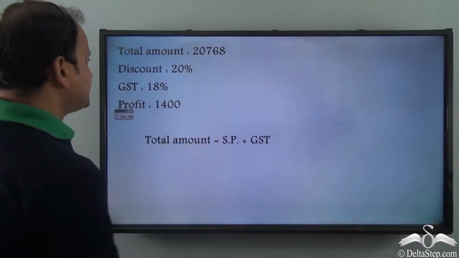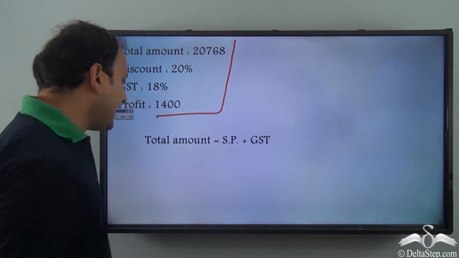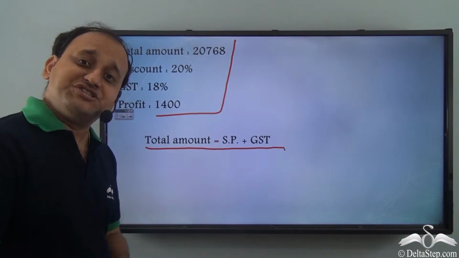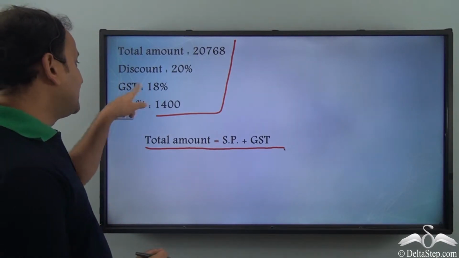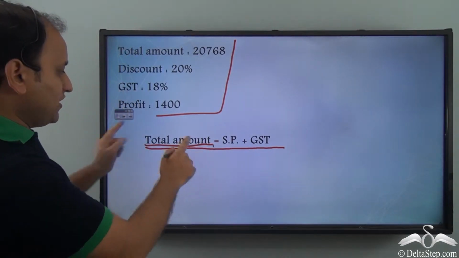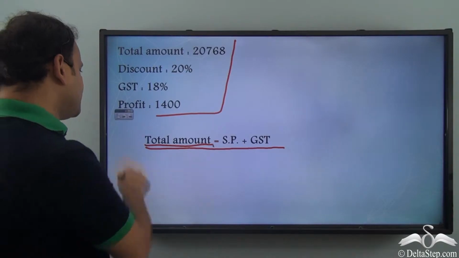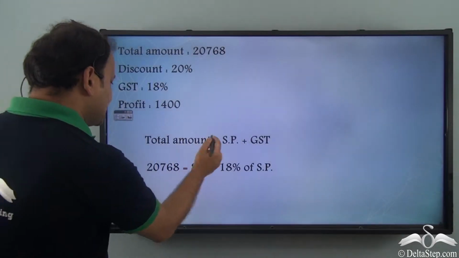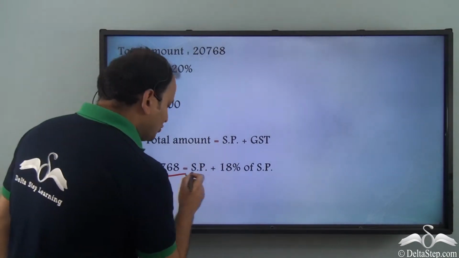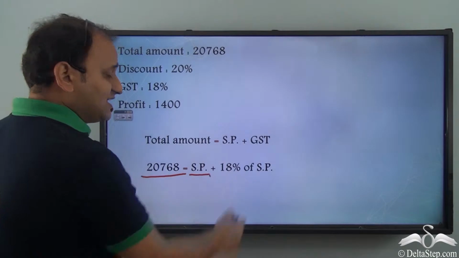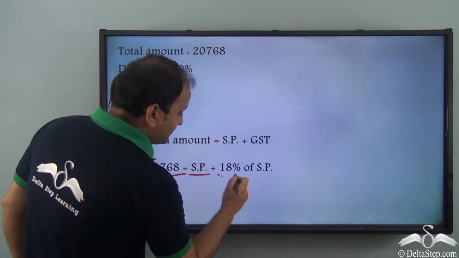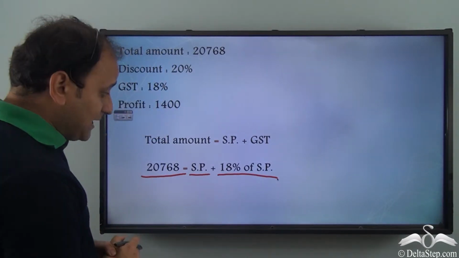So we have this information given to us, and now we know that total amount is SP plus GST, and we know the rate of GST, right? We also know the total amount. So if we substitute the given values, what do we get? We have the total amount, which is 20,768. We don't know the SP. And what is GST? GST is always calculated on SP or selling price. So it is 18% of selling price or SP.